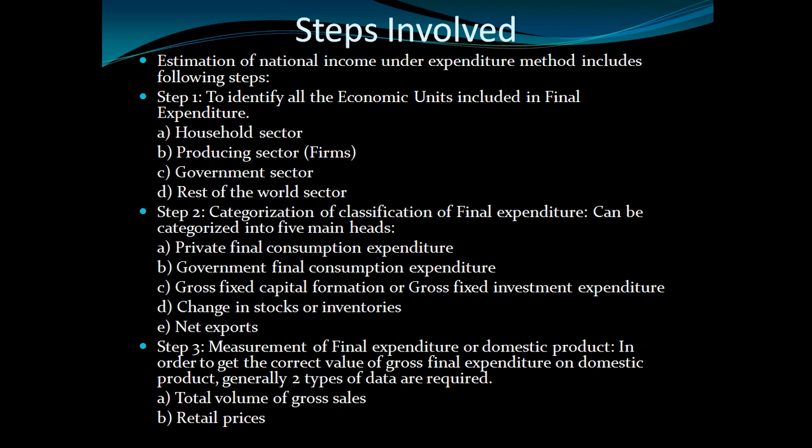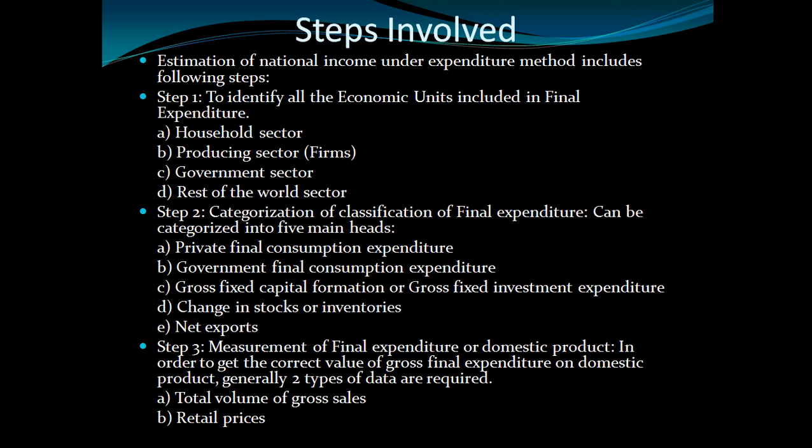Next step, categorization or classification of final expenditure, which can be categorized into 5 main heads. The first one, private final consumption expenditure. Second, government final consumption expenditure. Third, gross fixed capital formation or gross fixed investment expenditure. Number 4, change in stocks or inventories. And number 5, net exports. These are the 5 heads.